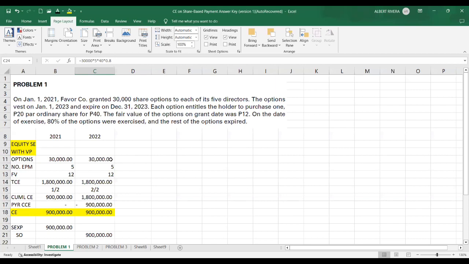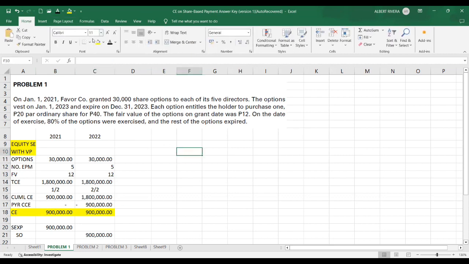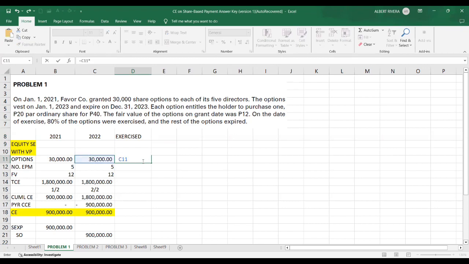Ito yun, 30,000 times 80% eh. Times ilang empleyado? Times 5 employees times the option price of 40. Yan, i-debit natin sa cash. Ulitin natin. So here, sabi niya 80% lang ang in-exercise. So lagay natin dito, in-exercise ay 80% lang. So that is 30,000 times 80%. Okay? So that is 24,000 lang.